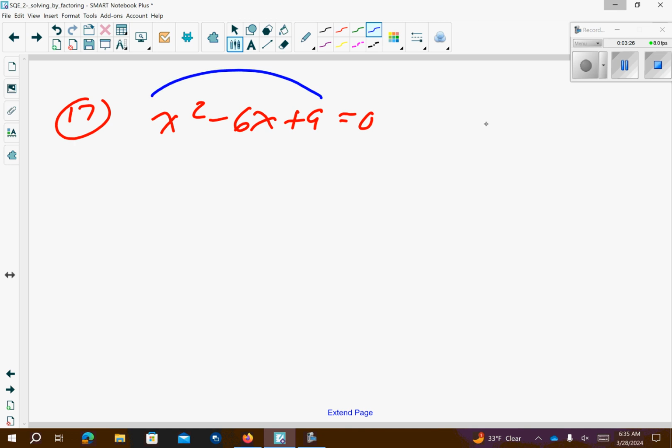Number 17, we have x squared minus 6x plus 9 is equal to 0. I'm going to go ahead and multiply those together, so I get positive 9. Because I have a negative sign there, and that's a positive sign, both of these have to be negative. So the two things that multiply together to give me 9 are 3 and 3. If I multiply the two together, I get positive 9. If I add the two together, I get negative 6.